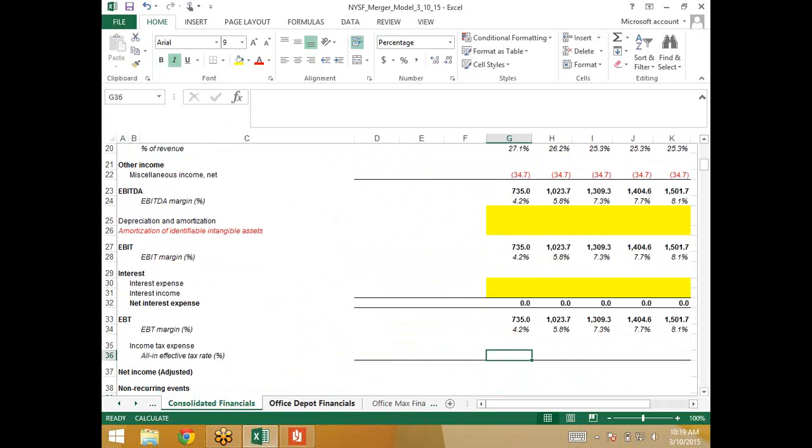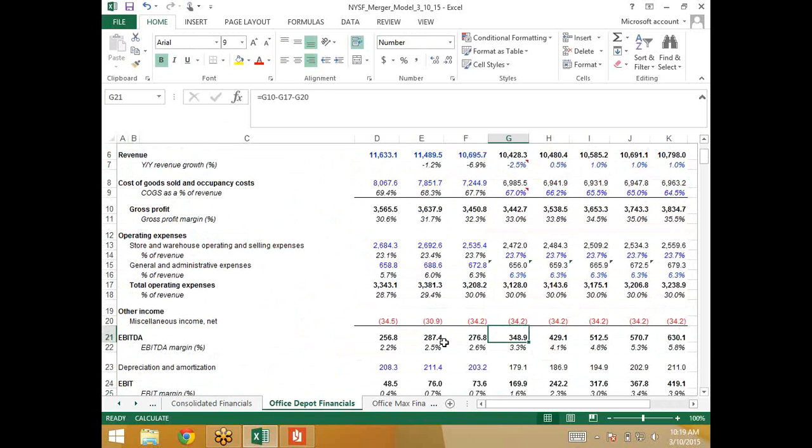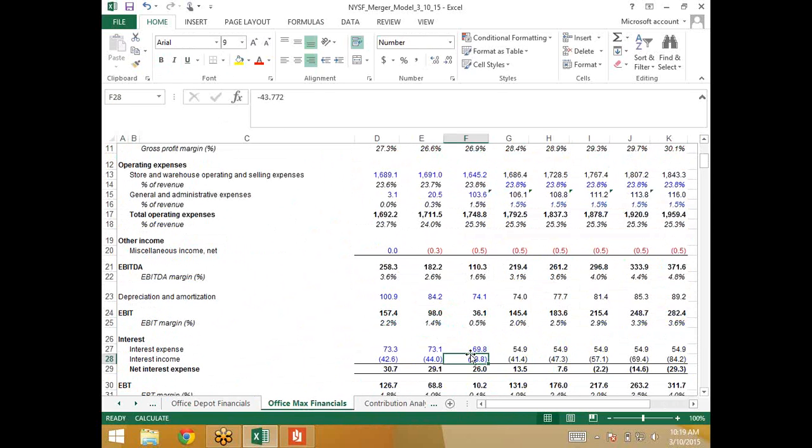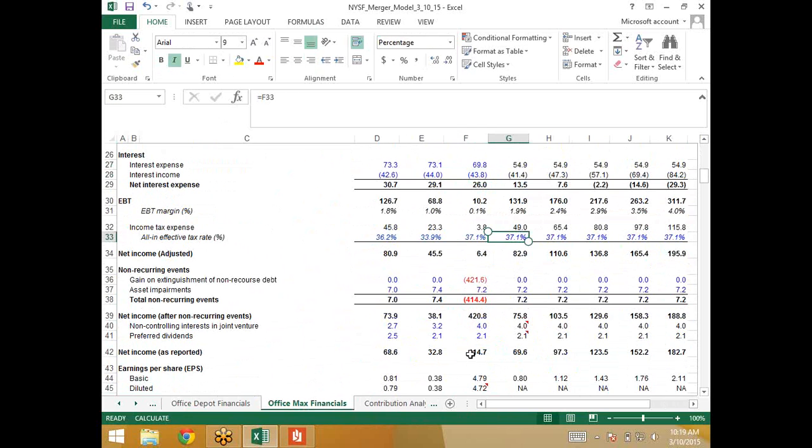In this case, Office Depot's tax rate was 35%. Office Max was 37%. So do you do a blend? Well, the blend, if you do a weighted average, like they did in the book, maybe comes to 34%. So Office Max is smaller than Office Depot.